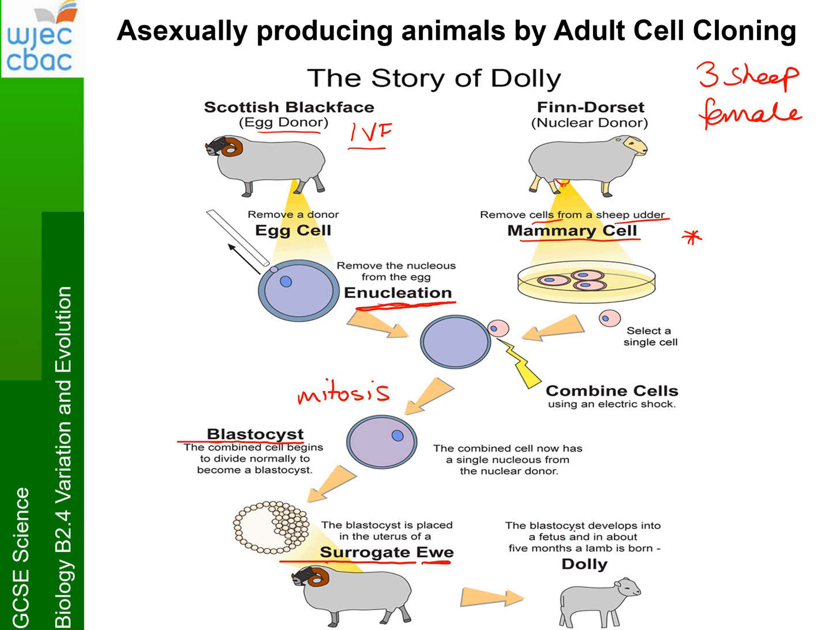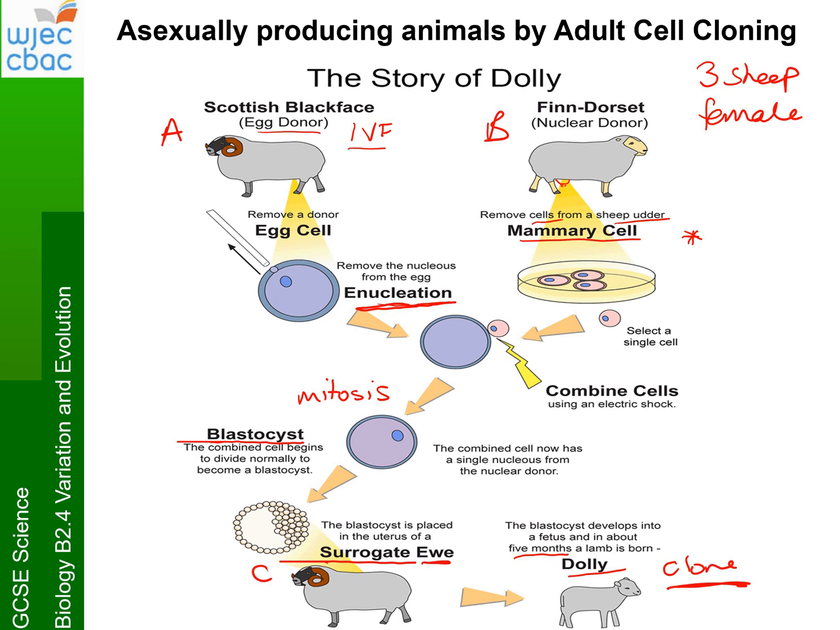So the blastocyst develops into a fetus, and it takes about a 5-month gestation period for sheep to go through before the lamb is born. And Dolly was born, and she was an exact clone, okay, of this original sheep. So if you like, we've got sheep A, we've got sheep B, and we've got sheep C, and this is our cloned lamb that we have here.